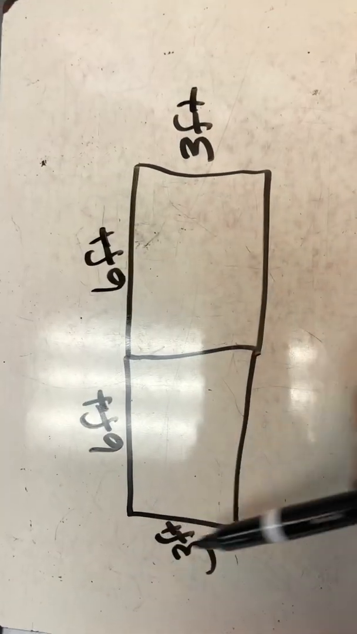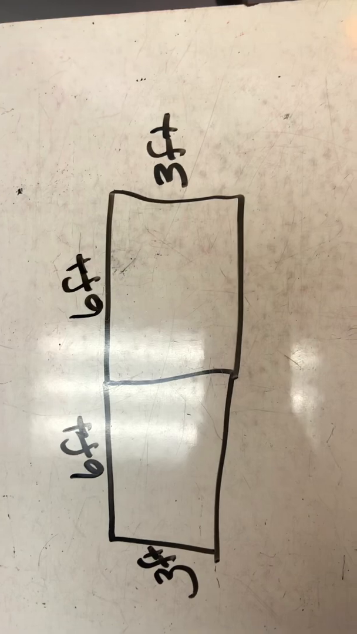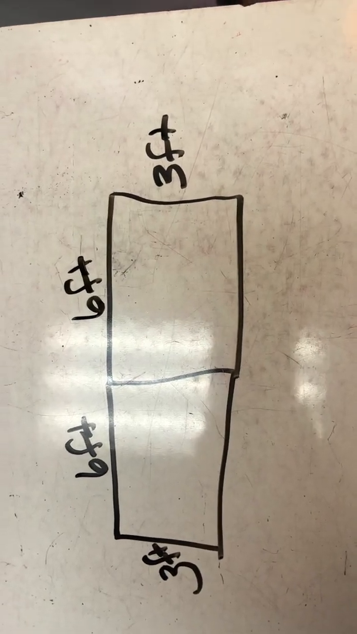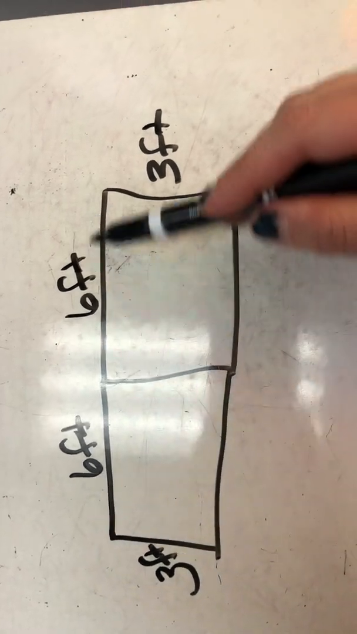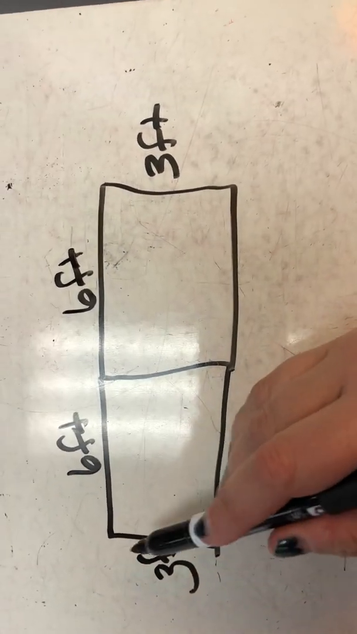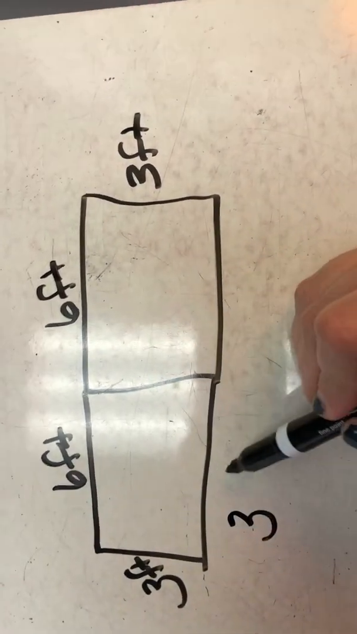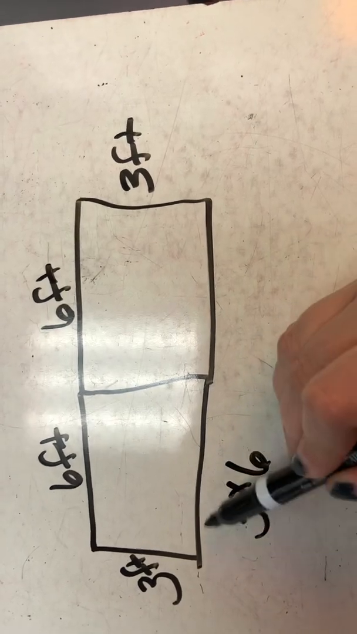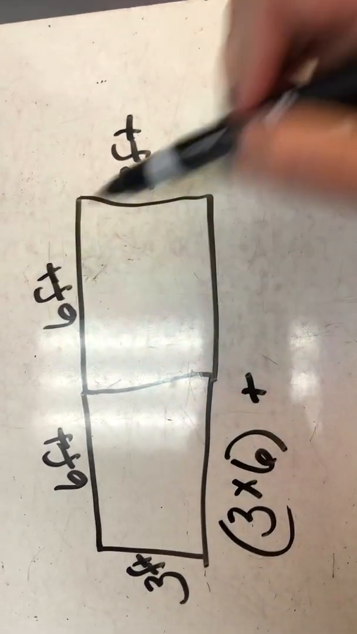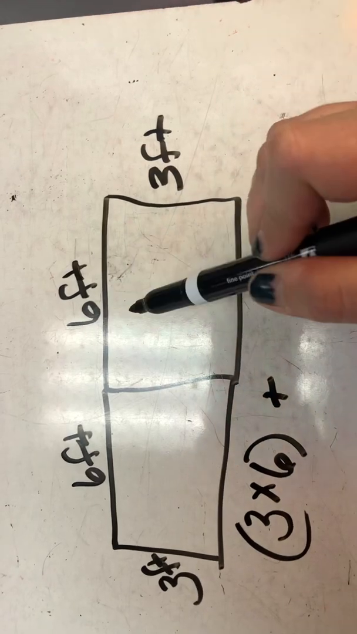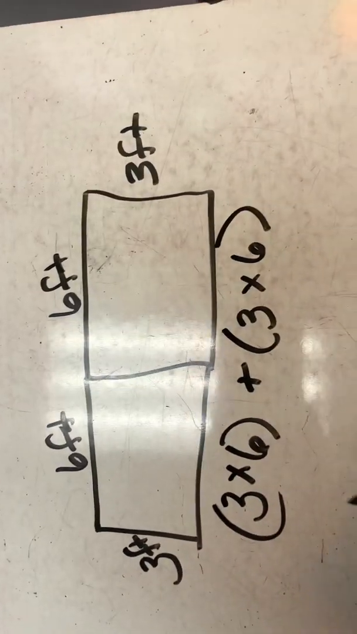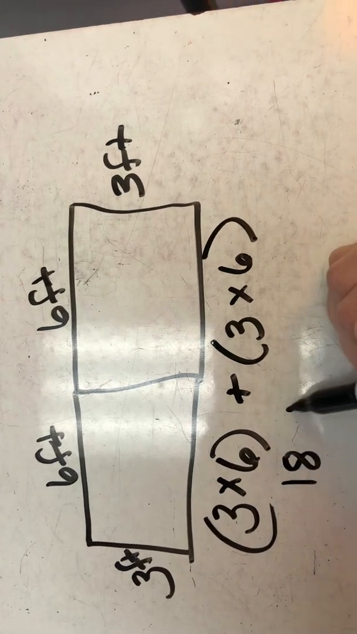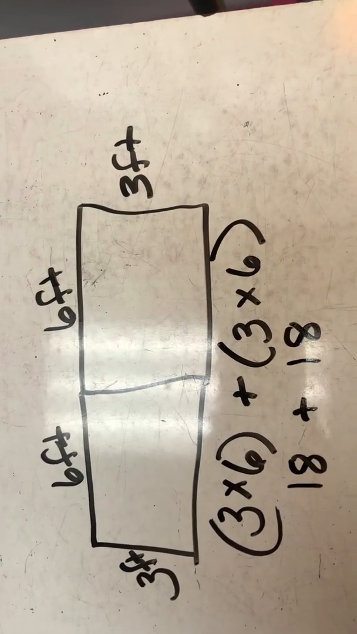And now I should be able to see the big, large rectangle. Okay. The expression that's going to help me figure out the area of the entire rectangle would be 3 feet times 6 feet plus 3 feet times 6 feet, which ends up being 18 plus 18.